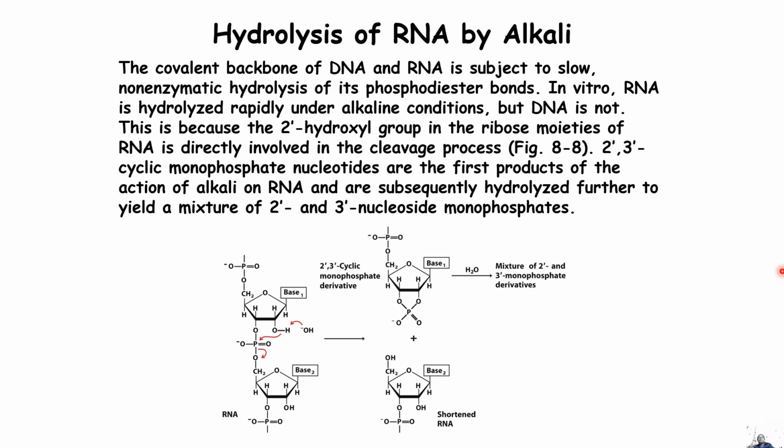Now, the covalent backbone of DNA and RNA is subjected to slow non-enzymatic hydrolysis of its phosphodiester bonds. So in vitro, RNA is hydrolyzed rapidly under alkaline conditions, but DNA is not. This is because the 2' hydroxyl group in the ribose moieties of RNA is directly involved in the cleavage process. 2',3'-cyclic monophosphate nucleotides are the first products of the action of alkaline RNA hydrolysis and are subsequently hydrolyzed further to yield a mixture of 2' and 3' nucleoside monophosphates. Okay, if you can see the structures over here.